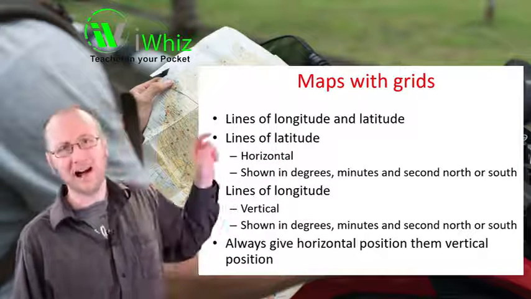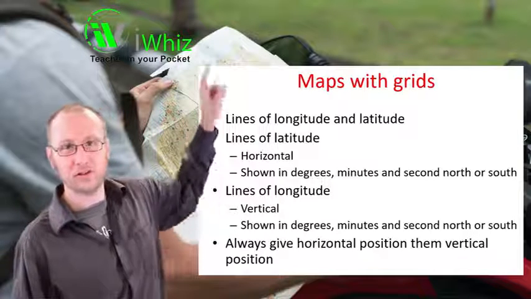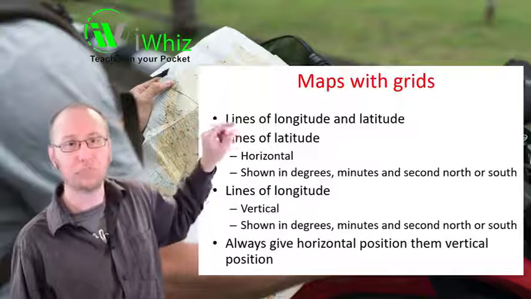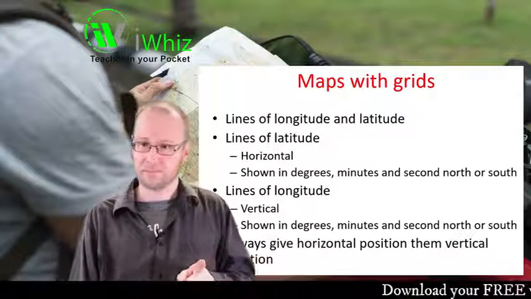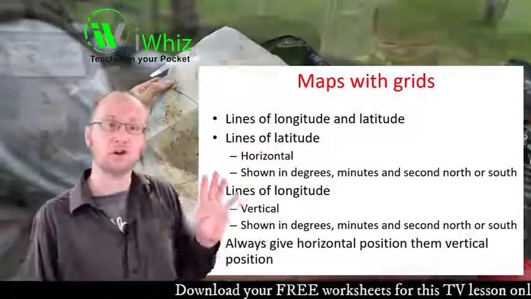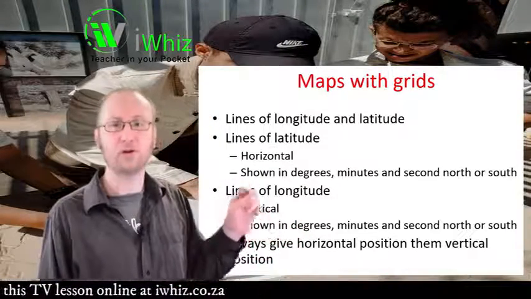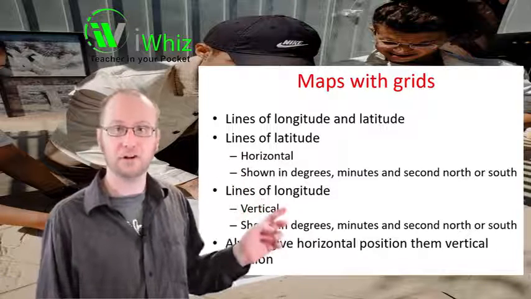So guys, by combining the information of the horizontal position and the vertical position, it'll point us to one certain point on the map. Now, when we are giving points on a map like this, you will always give the horizontal position first and then the vertical one.